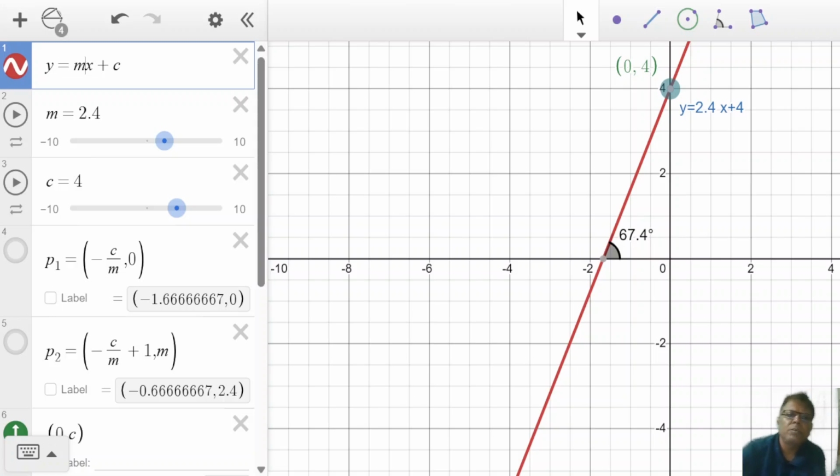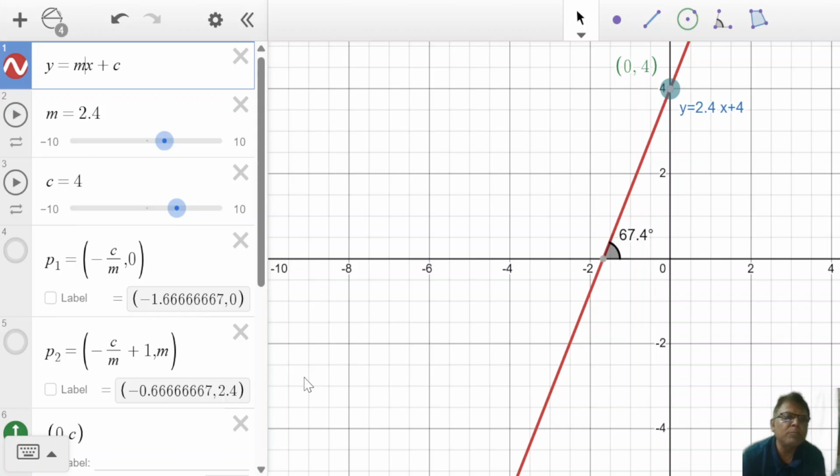As we know that any linear equation can be written in the form of y is equal to mx plus c, where m is tan theta. What is tan theta? Tan theta is the tangent of the angle made by the positive x-axis and that line. So that is tan theta. And what is c? C will be the intercept on the y-axis.